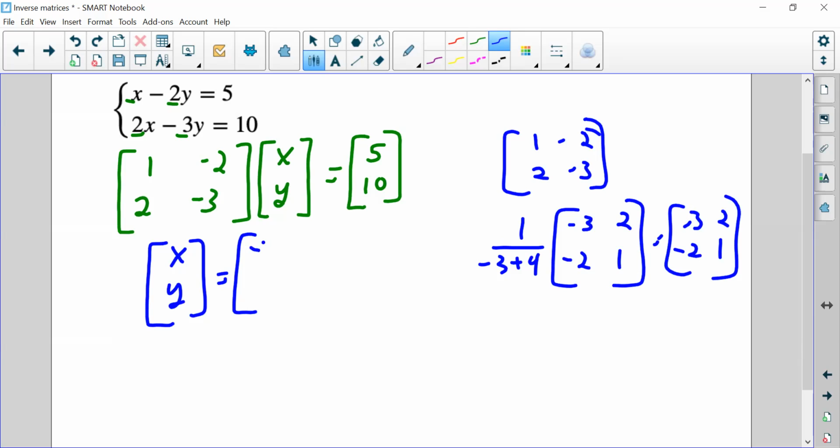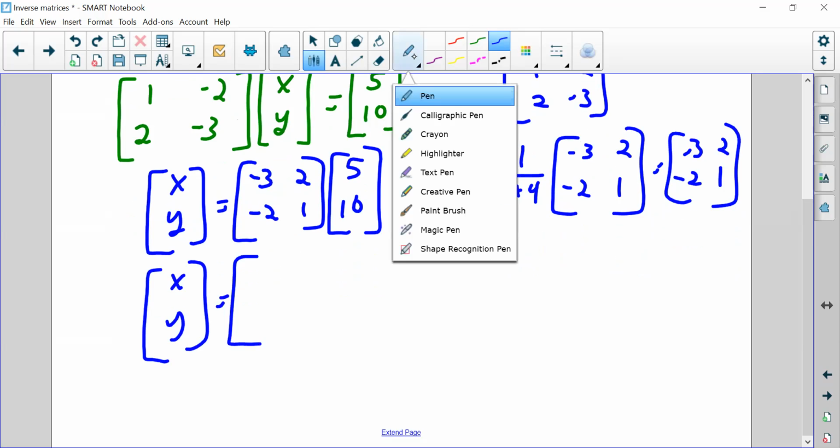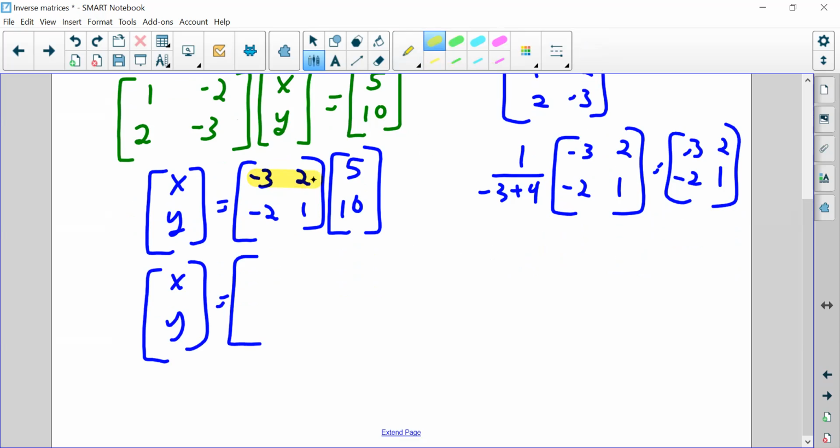So that's my inverse, and I'm going to write here my inverse of my coefficient matrix times my answer matrix. And that order is important. It has to be written that way: inverse of the coefficient matrix times your answer matrix. Now I'm going to remember multiplication of matrices. We go over and we go down, and we add the terms. So -3 times 5 is -15, plus 2 times 10, which is 20.